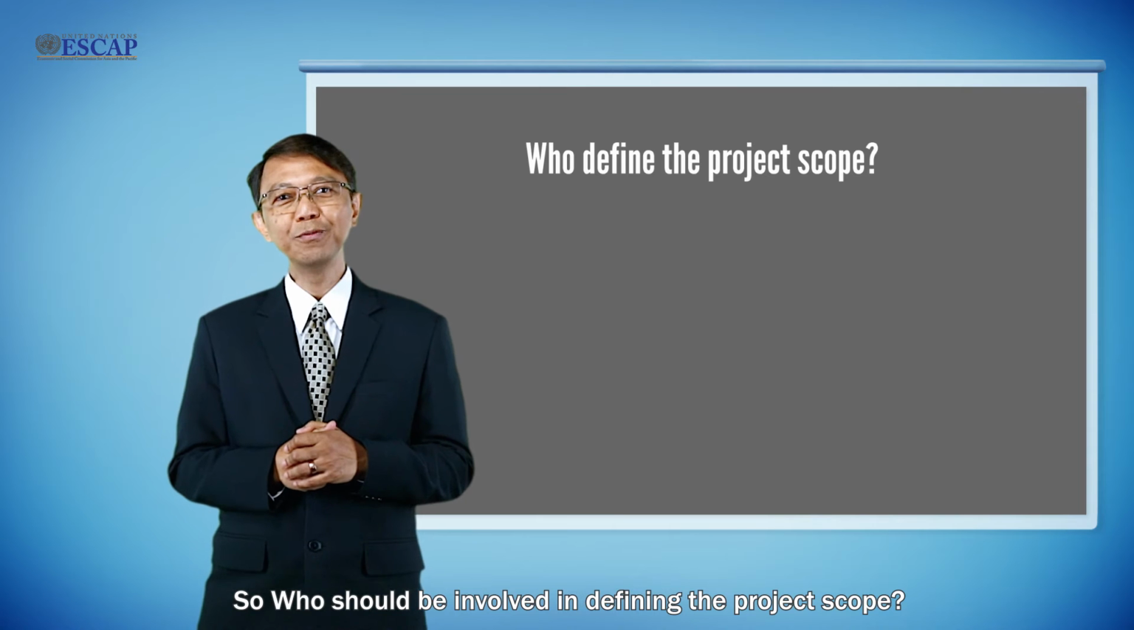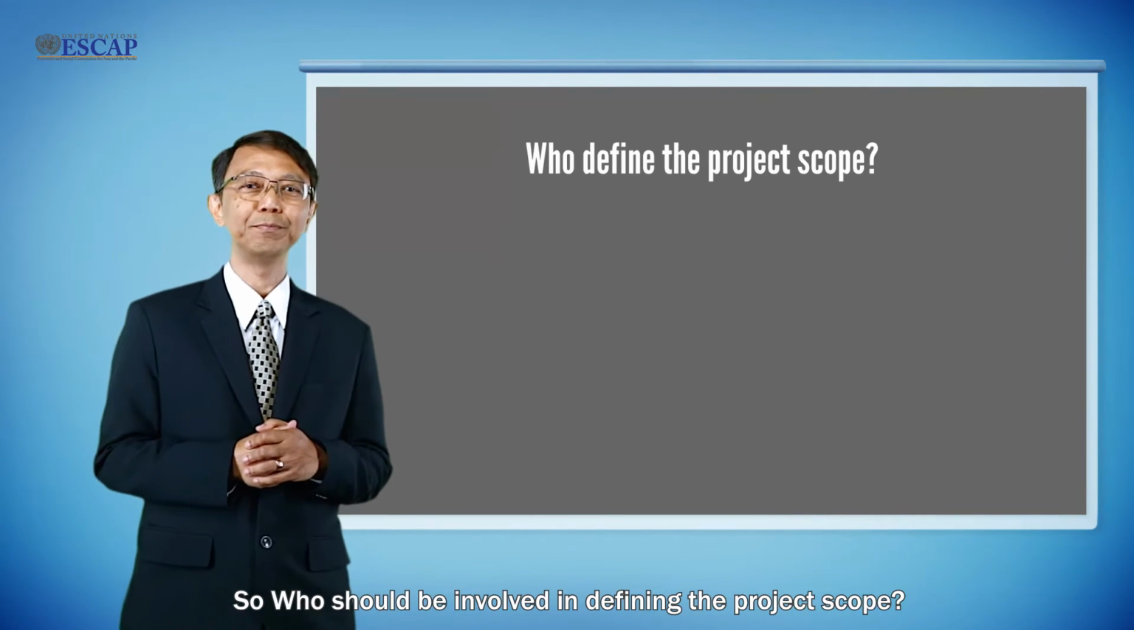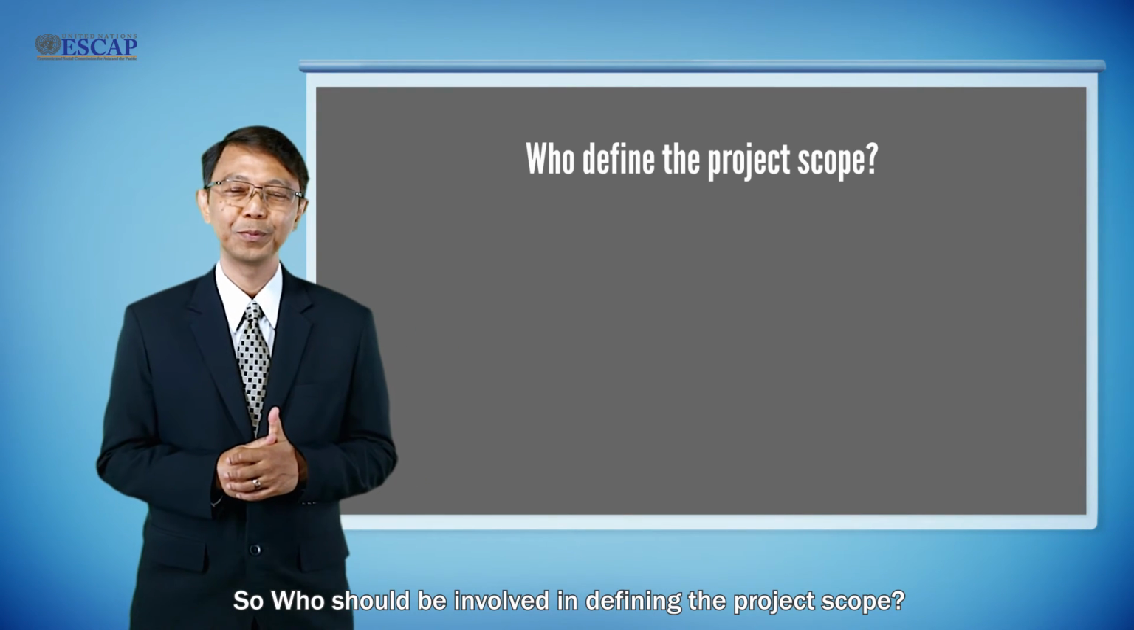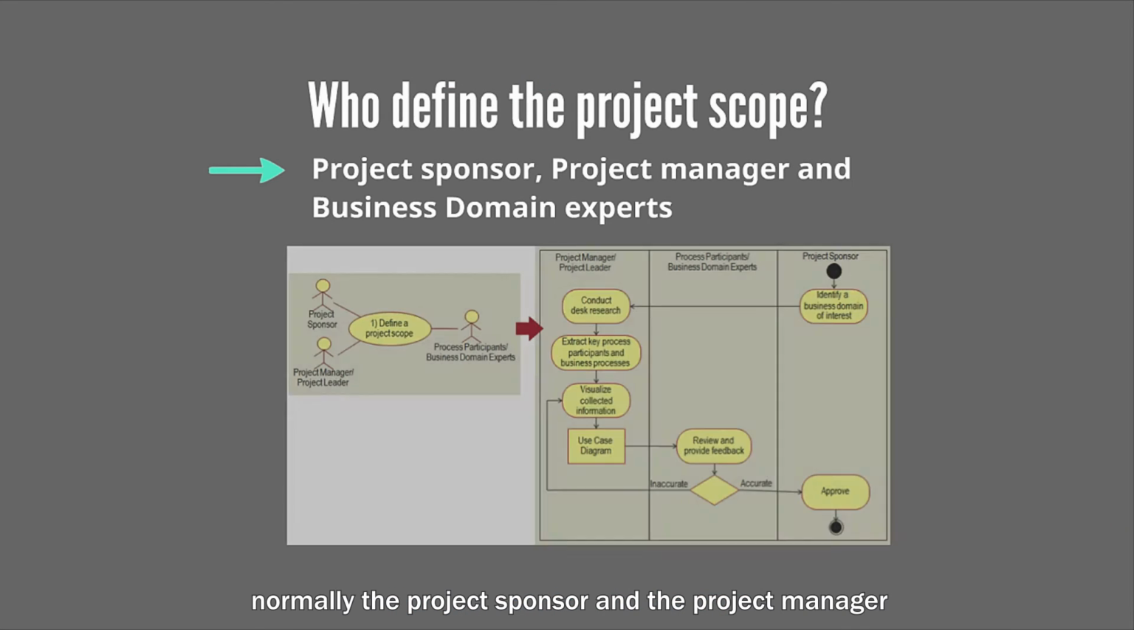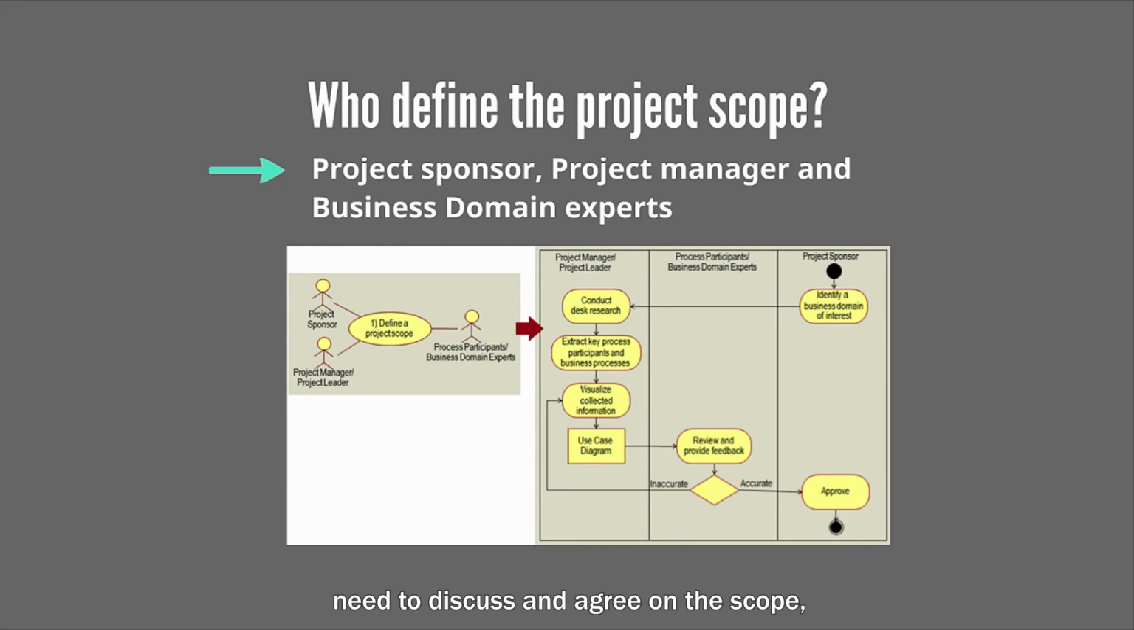So who should be involved in defining this BPA project scope? To define the project scope, normally the project sponsor and the project manager need to discuss and agree on the scope with the support from business domain experts who are knowledgeable about the business domain of interest.